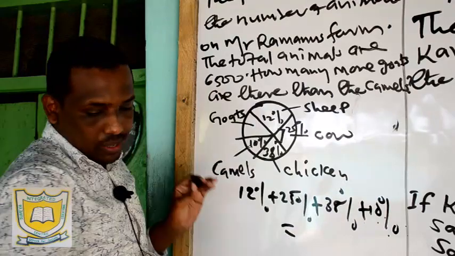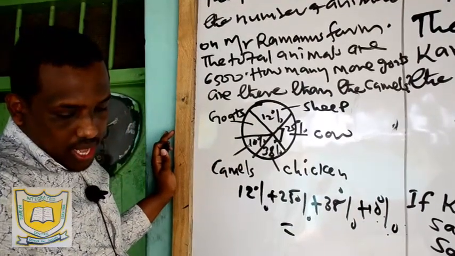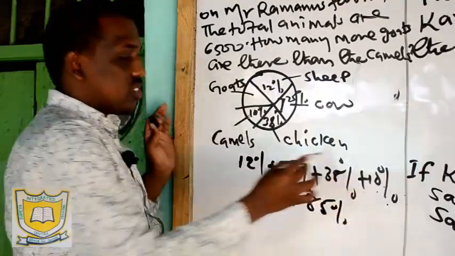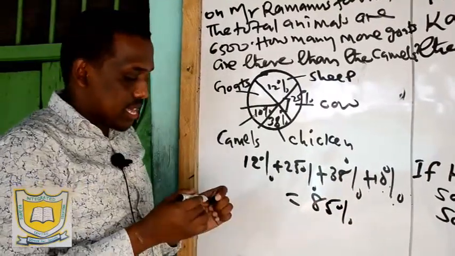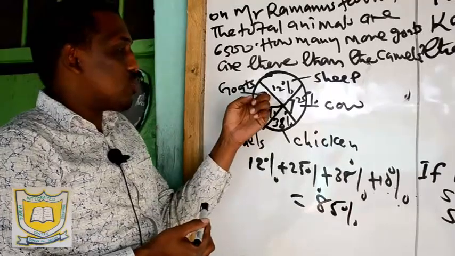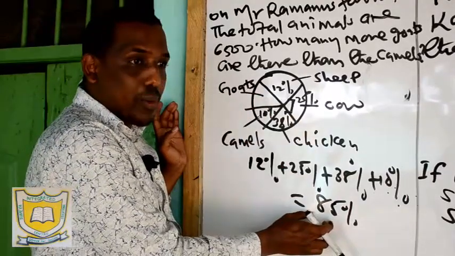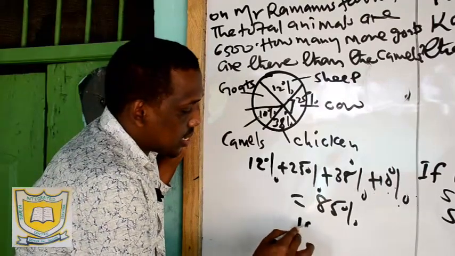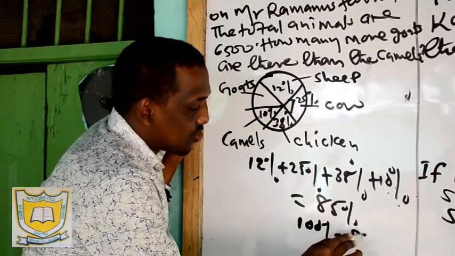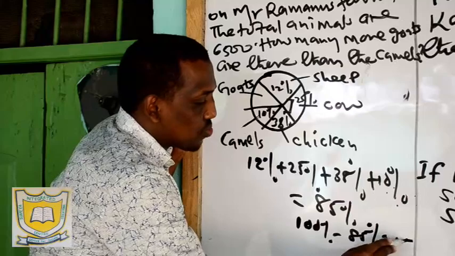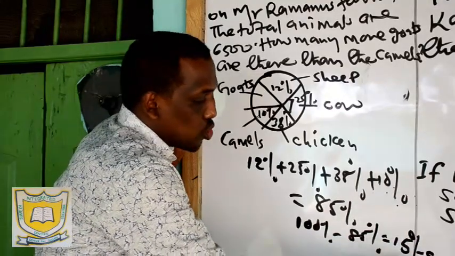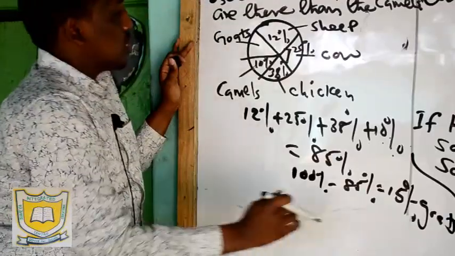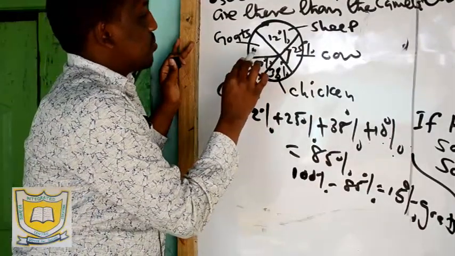So you add this. After adding this, you will get 85%. Now with 85%, we want to get the goats. This is supposed to be 100%. What is remaining from 100 is 15. So 100% minus 85% equals 15%, which is for goats. So for goats, we have 15%.